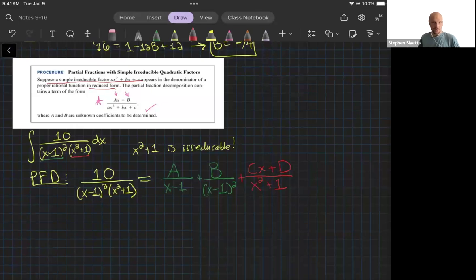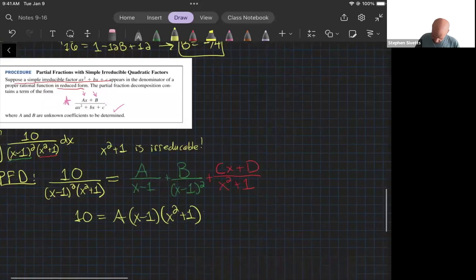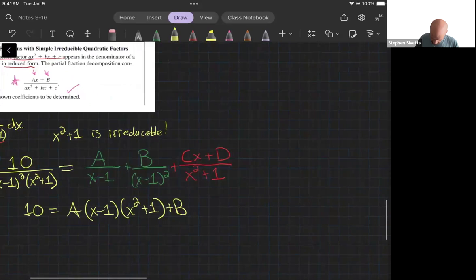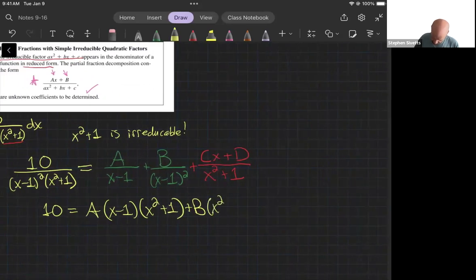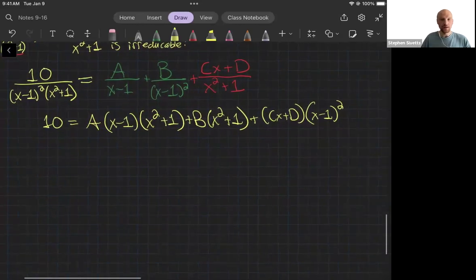for this fraction. Now what we want to do is multiply both sides by the denominator, (x minus 1) squared times (x squared plus 1). So we'll have that 10 is equal to A times an extra x minus 1 factor times an x squared plus 1 factor, plus B times, the (x minus 1) squareds will cancel, and you'll get x squared plus 1, plus the Cx plus D term times (x minus 1) squared.